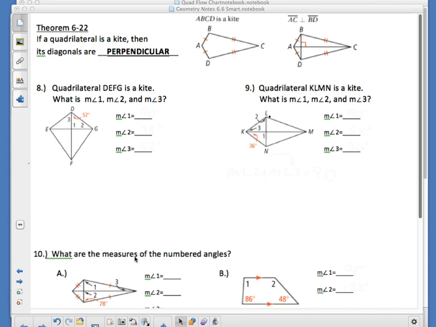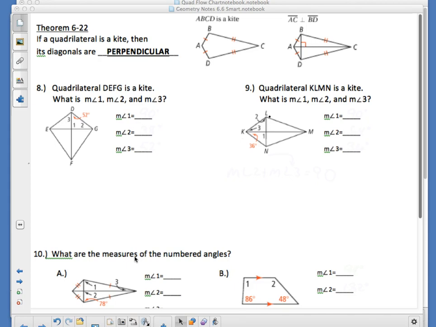We're on the very bottom of that last page we did in 6-6. Today's objective is still to verify and use properties of trapezoids and kites. Today is about kites. The first thing we're learning about with kites is that the diagonals are perpendicular. Okay, now I need you to be aware of something.